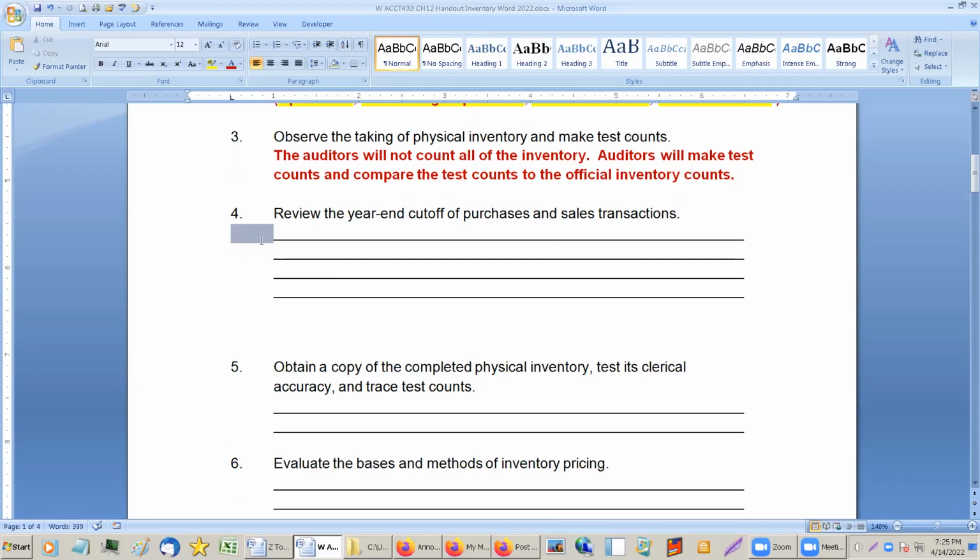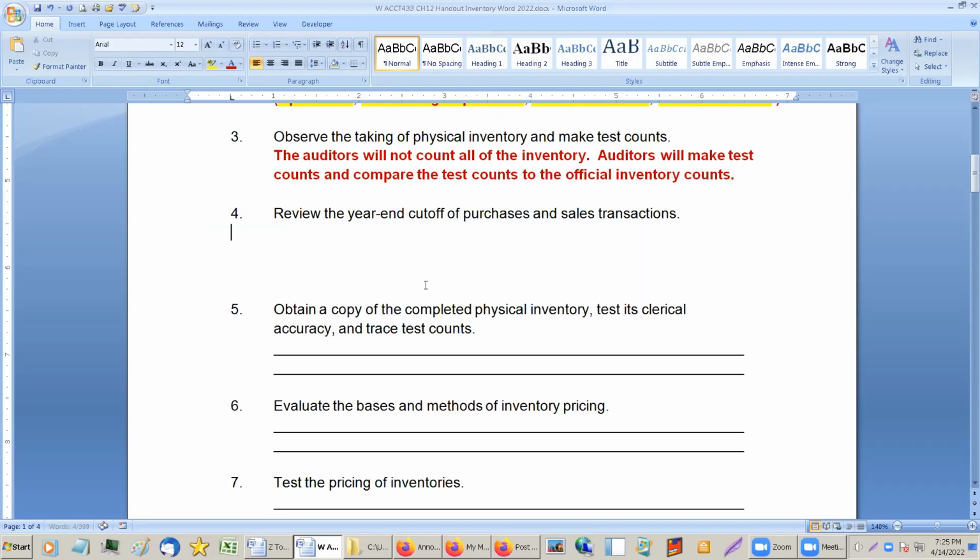Okay, review the cutoff of purchases and sales transactions. And receiving, well, we already talked about the sales transactions, so let's do the purchases. The purchase cutoff focuses on receiving reports.